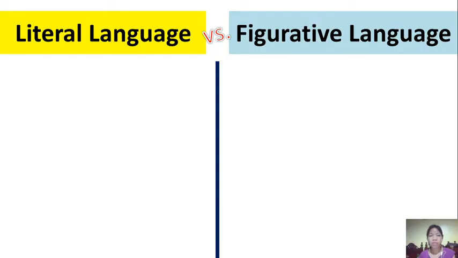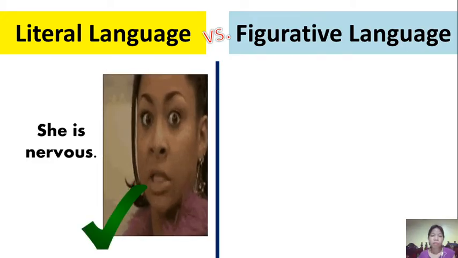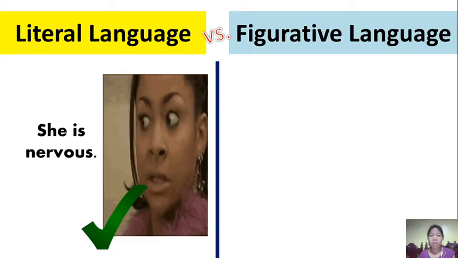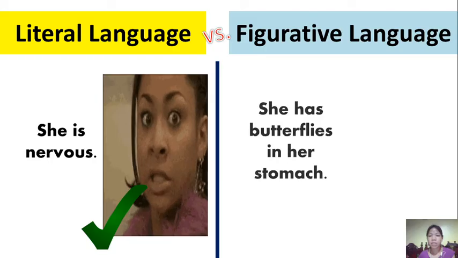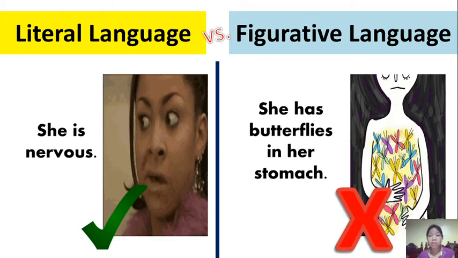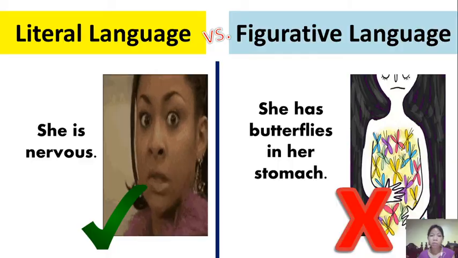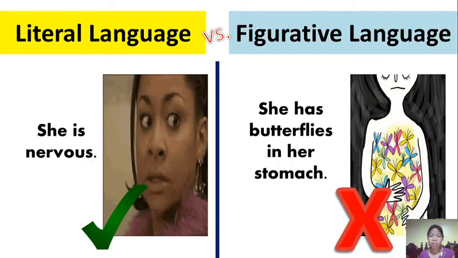Let's take a look at these examples. She is nervous is an example of literal language. That means she's scared, she's nervous. That's just what it is. No other meaning to it. Its figurative language counterpart is she has butterflies in her stomach. It doesn't mean that she swallowed butterflies and the butterflies are inside her stomach. It just actually means she is nervous.